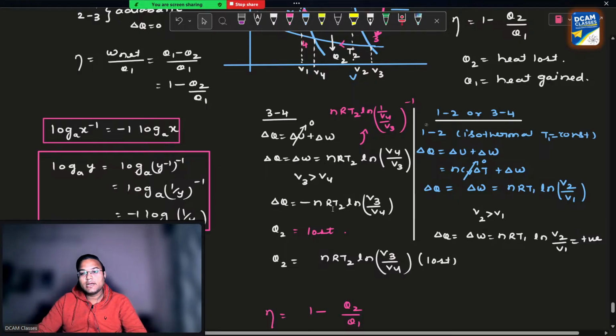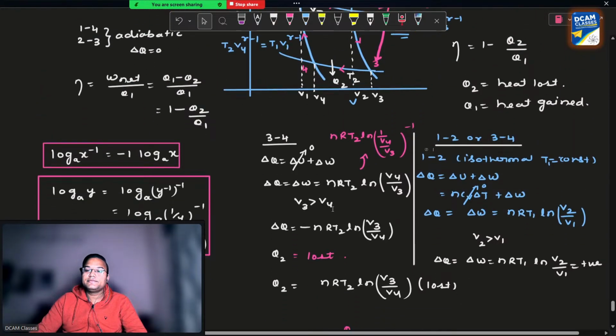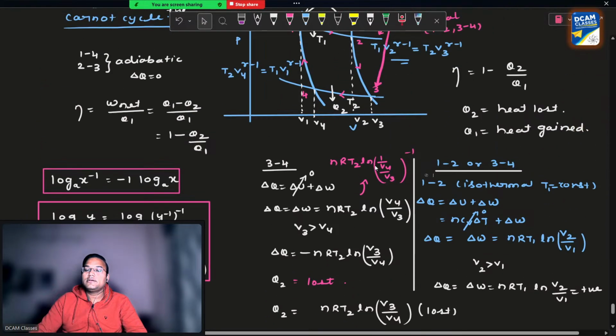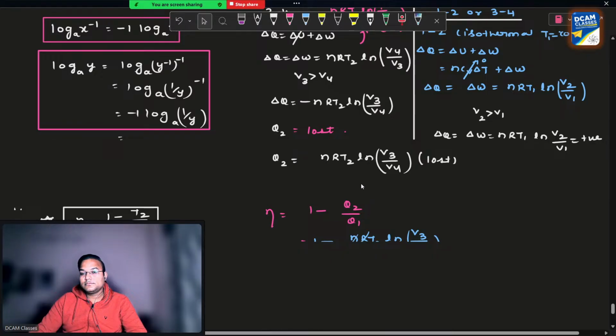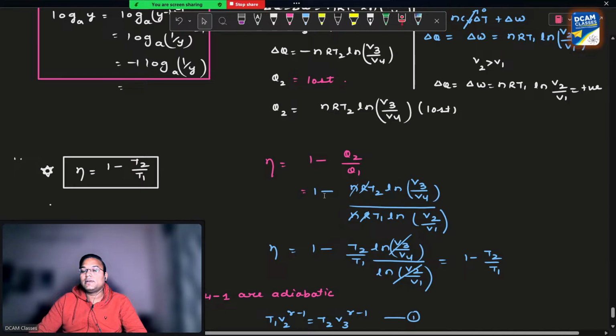Okay, understood? Now calculating the efficiency. Efficiency is given by 1 minus Q2 by Q1. Q2 is the heat lost and Q1 is the heat absorbed. So I have just written the formula. Q2 is nRT2 log V3 by V4. Q1 is nRT1 log V2 by V1.